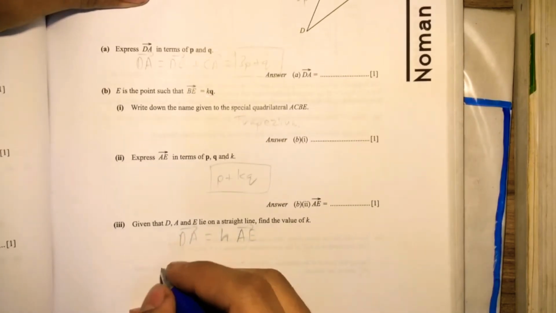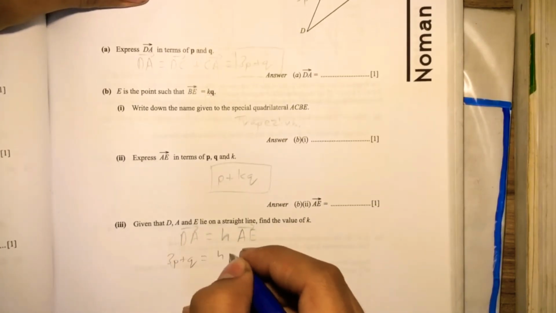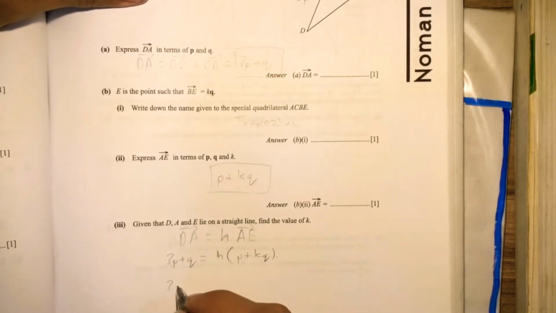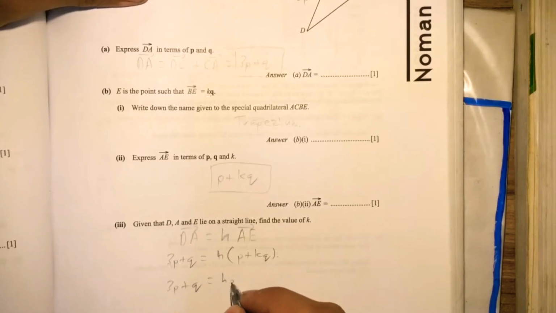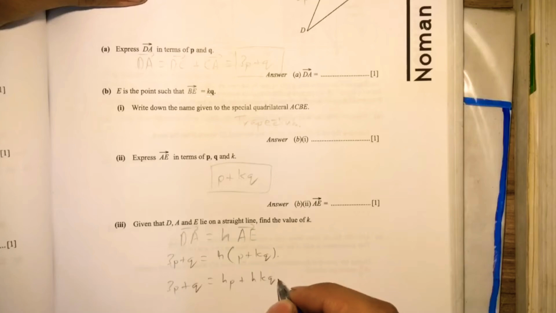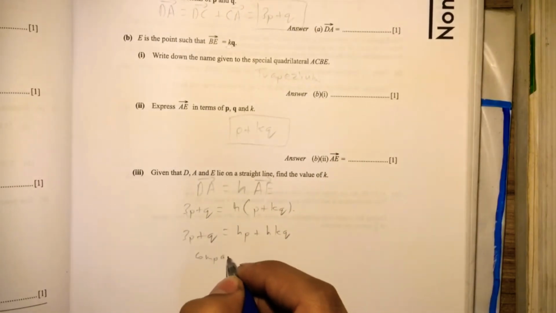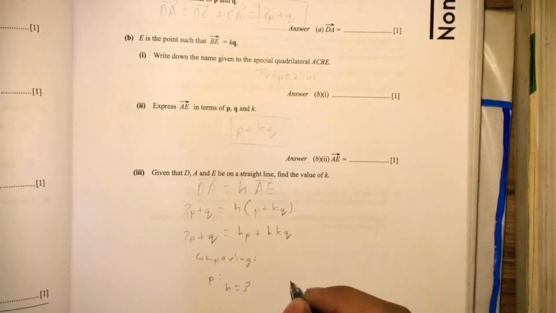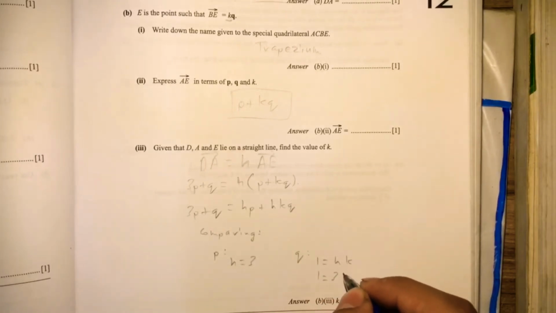So DA, as we found earlier, was 3p plus q. So 3p plus q is equal to h times AE, which was p plus kq. So 3p plus q equals hp plus hkq. Comparing coefficients of p first, h is equal to 3, and then coefficients of q, 1 is equal to hk. Since h is 3, 1 is equal to 3k, and k is equal to 1 upon 3.